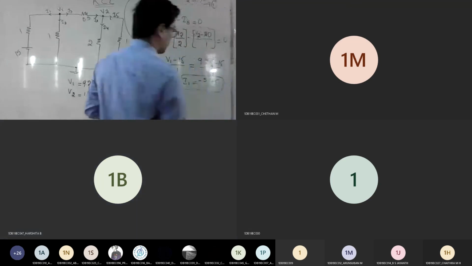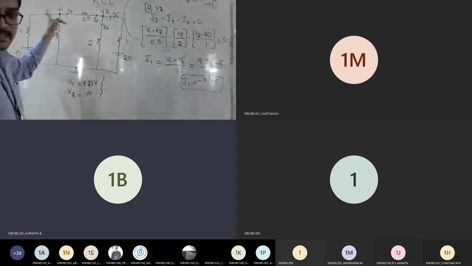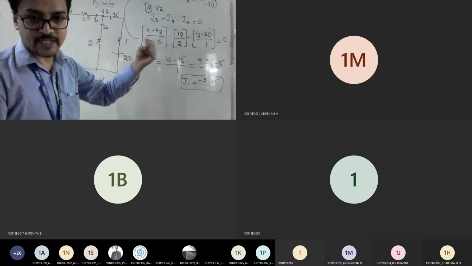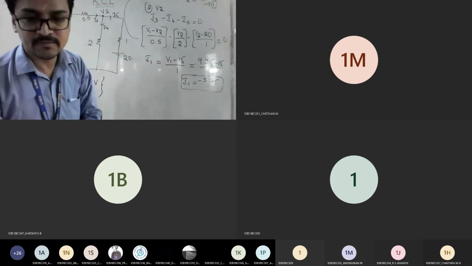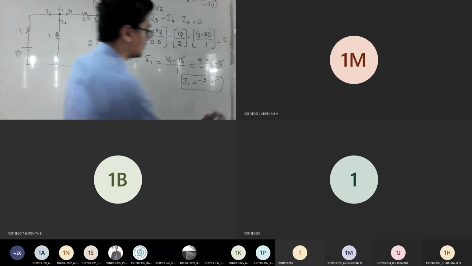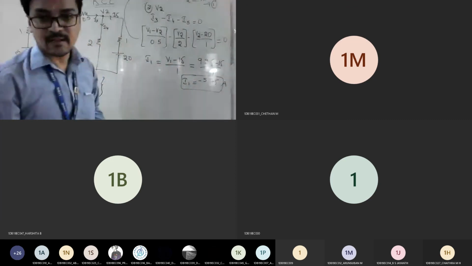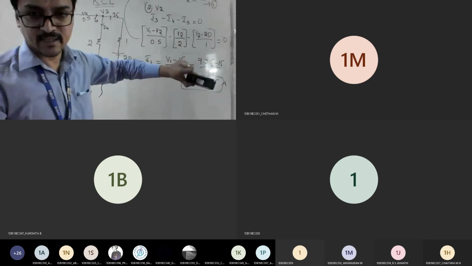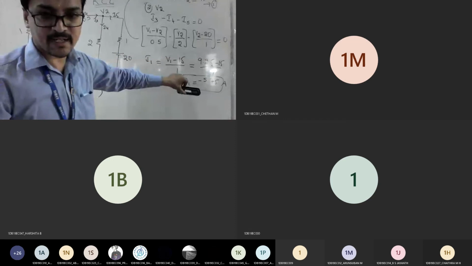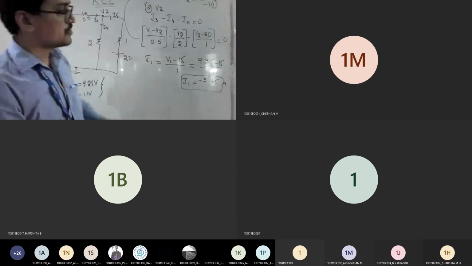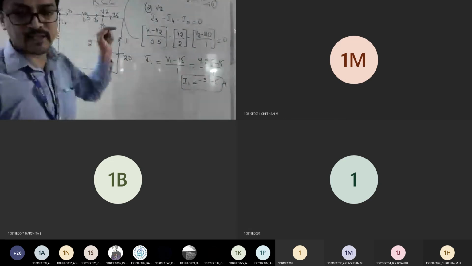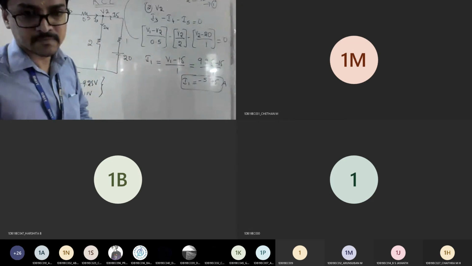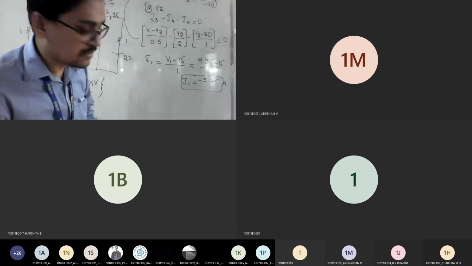I have taken I1 as leaving. But since you got the negative sign, it tells that I should have taken it as entering. Understood the meaning now? Same procedure as mesh analysis. If you get a positive answer, the assumption we made is correct. If you get a negative current, the assumption we have taken should be reversed. So instead of taking leaving, I should have taken entering. Am I clear, everyone? Yes, sir.